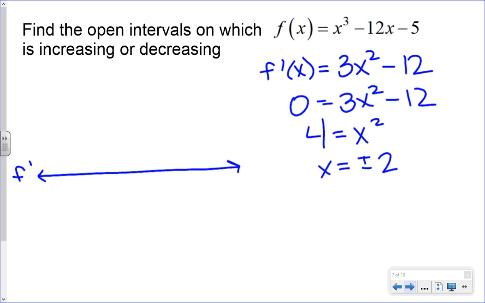Okay. So what I'd like you to do is make a number line. And do you see how I labeled it f prime? We're eventually going to have to do this with a second derivative, all right? To talk about something that you don't know about yet, but we're eventually going to have two number lines. So I want you to get in the habit of labeling, okay?